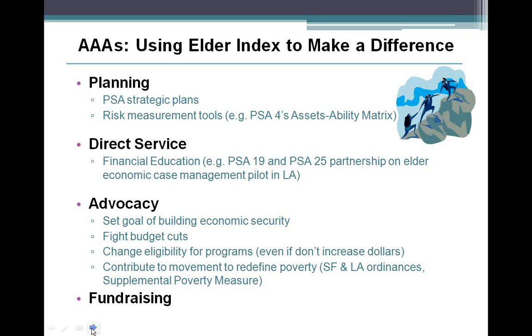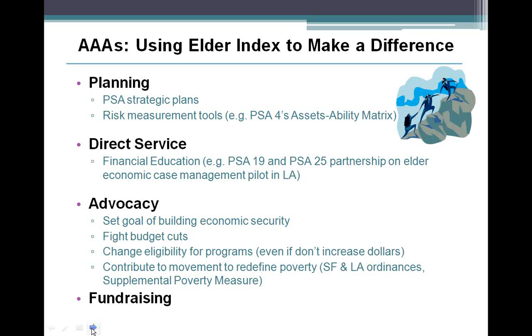In terms of financial education, and there's a few examples of this coming up later on in the next section, PSA 19 and PSA 25 out of Los Angeles have partnered with the Insight Center on an elder economic case management pilot project where we've used the Elder Index in exactly the way that Paul's used it, as a way to benchmark progress towards economic security as older adults in those PSAs are being connected with various benefits and resources. And so over time, we're able to track the progress that's being made by those older adults as a result of receiving intensive elder economic case management, as well as receipt of services that they're eligible for.